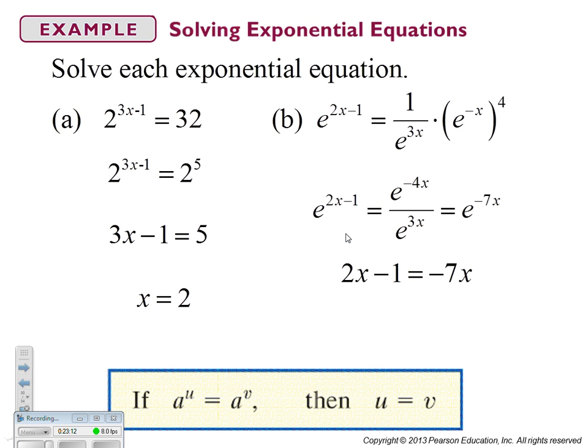This is pretty intense algebra. Then I subtract 2x from both sides and divide by negative 9, and I get x equals 1/9.